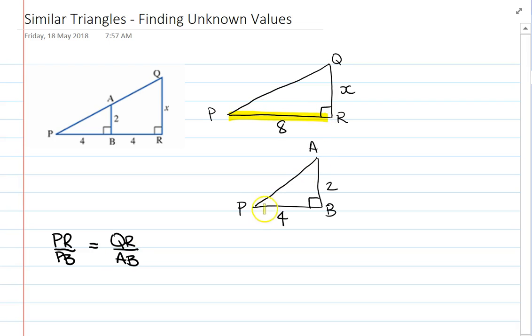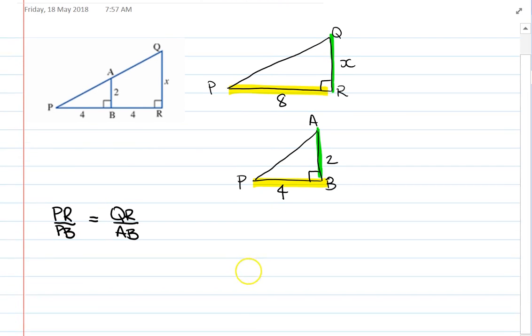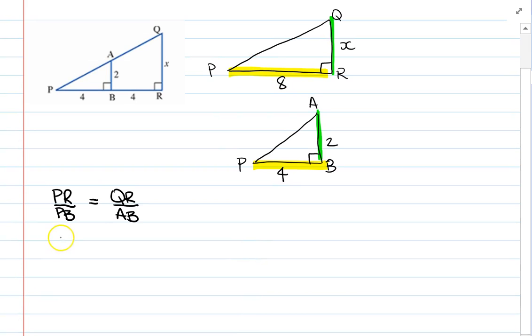So I'm saying this side and this side correspond, and this side and this side correspond. So the ratios will be the same. On my next line then, I substitute in my values. So PR is 8 over 4 equals X over 2. So what I do now is I just cross multiply and solve. So 8 times 2 is 16 equals 4X. X equals 4.